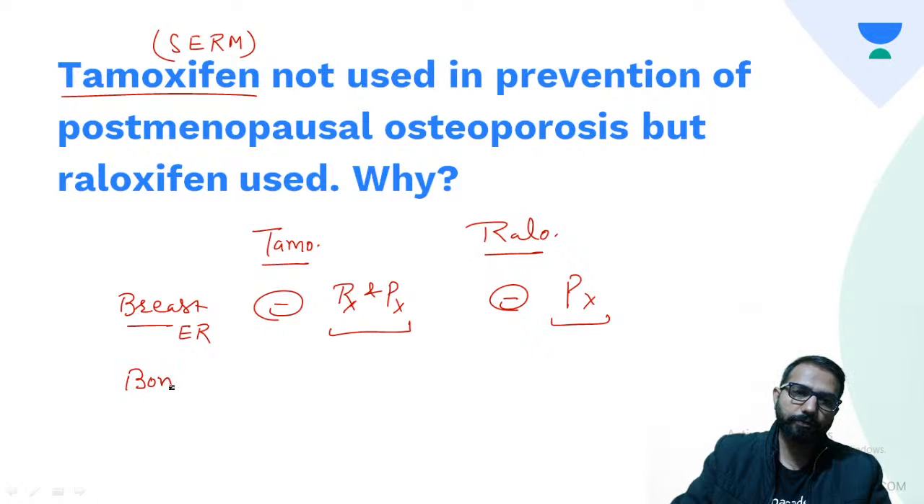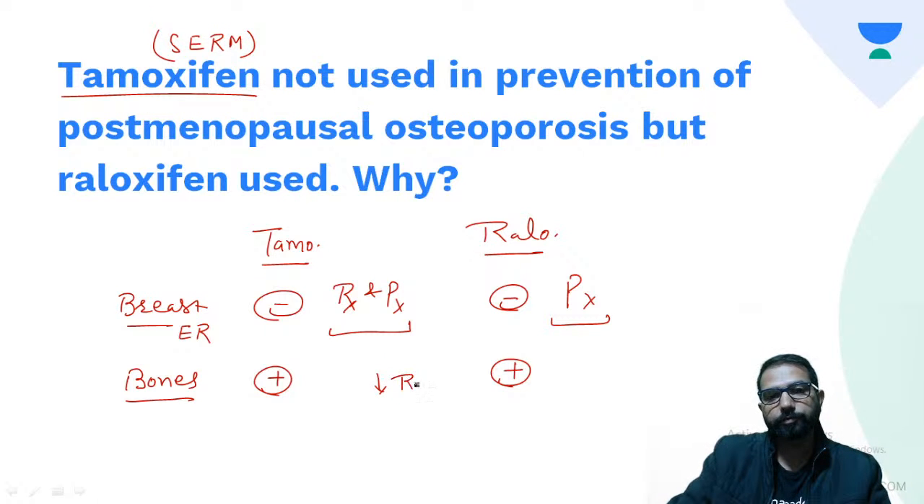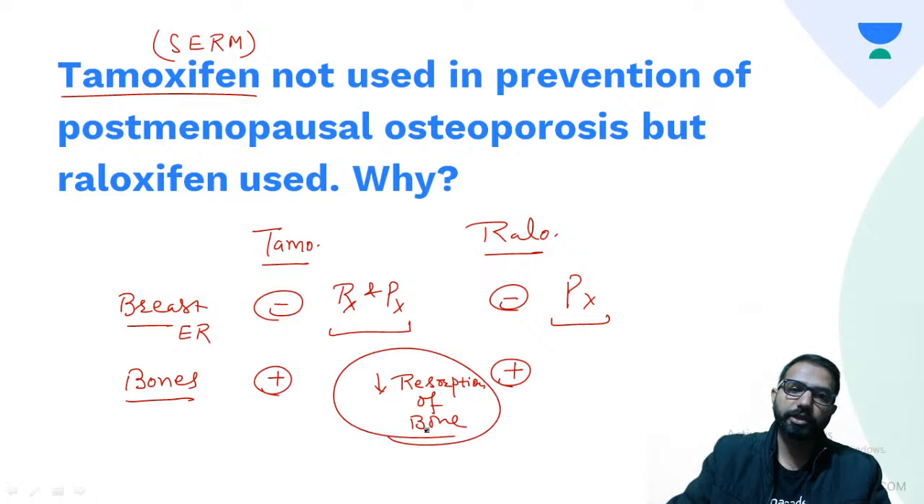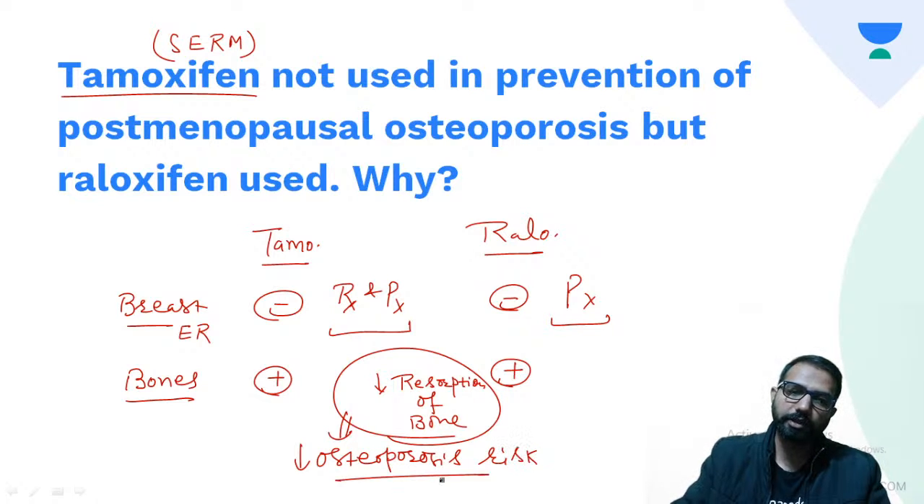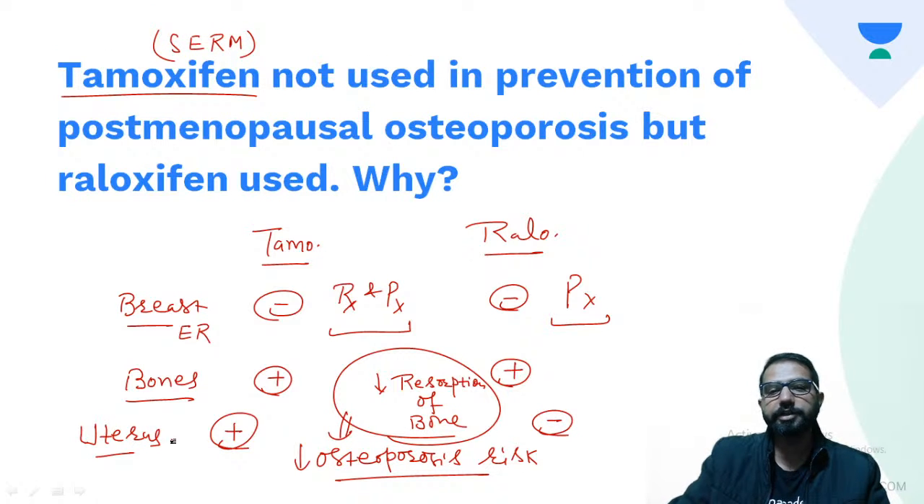If you talk about the bones, both have an agonistic effect in the bones. So both can inhibit the resorption of bones. Because of that, they are effective in preventing osteoporosis, so they can decrease its effect. But still we use only raloxifene, we don't use tamoxifen. The reason for that is the effect on the uterus or the endometrium. In the uterus, tamoxifen has an agonistic effect, raloxifene has an antagonistic effect. So in bones, both have a good effect, but in the uterus, they have the opposite.